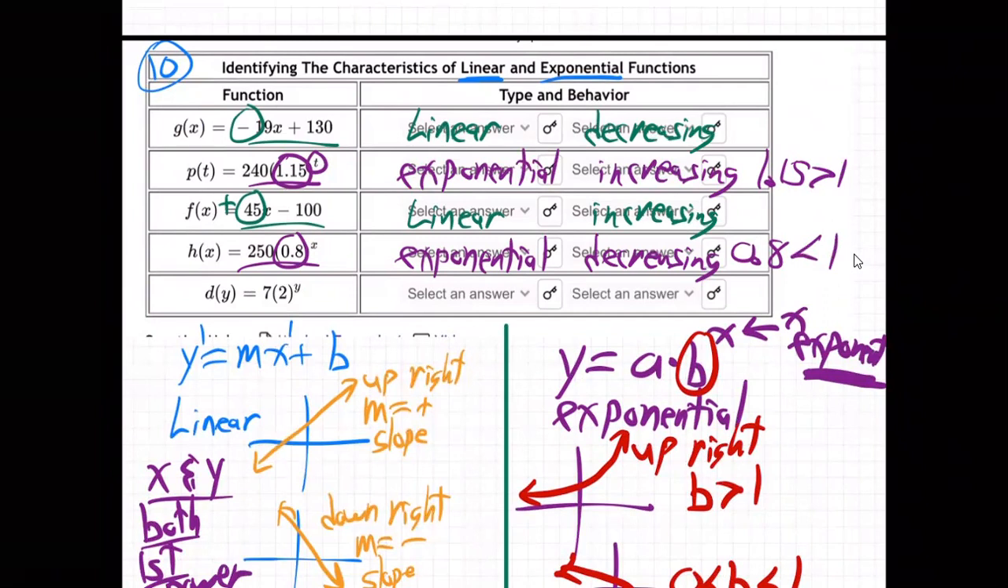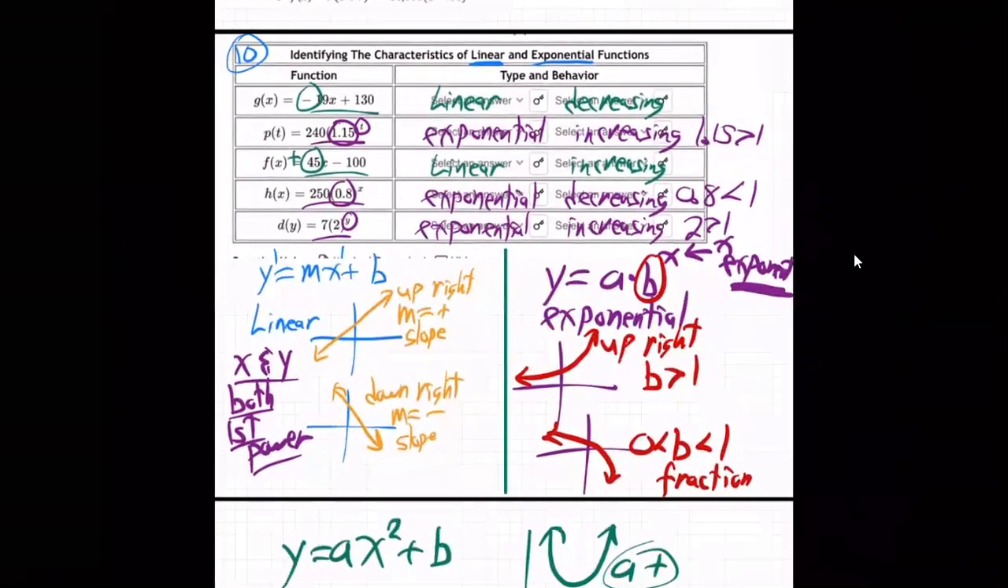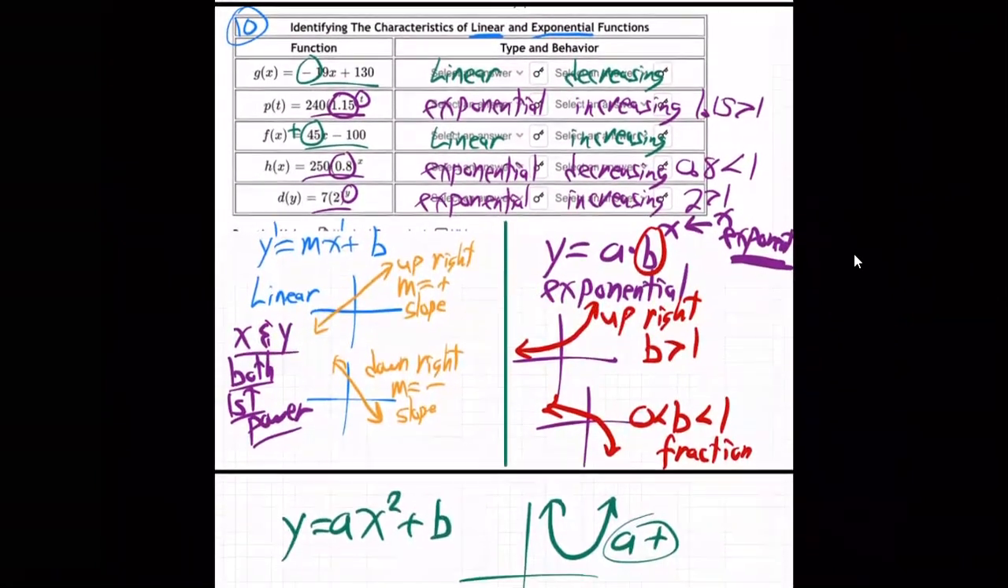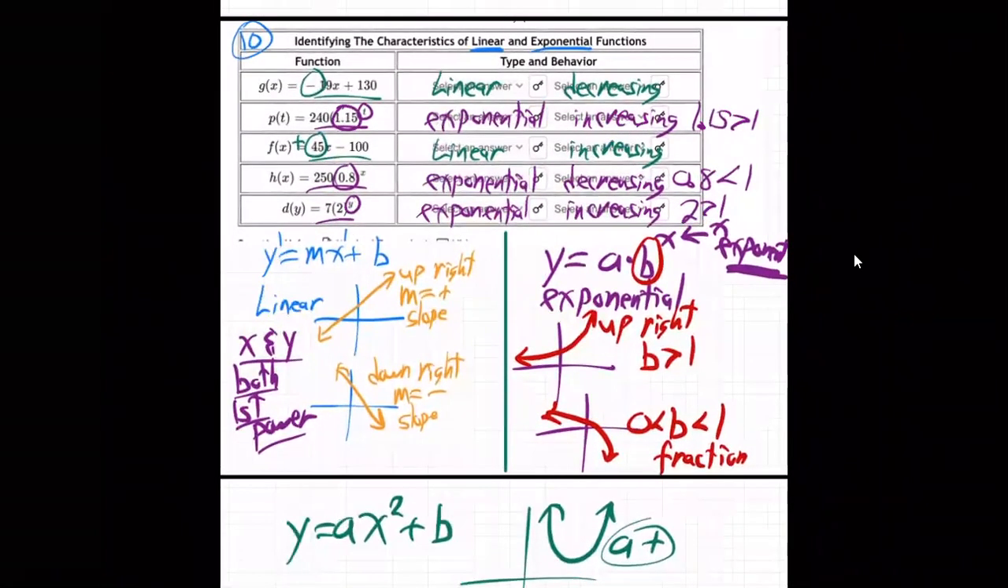And then finally, this one here is also exponential. It doesn't matter what the letter is, x, y, z, whatever, t. As long as the letter's in the power, exponent zone, it's exponential. And what's the base? 2. So it's increasing because the base, 2, is bigger than 1. And so there we go. That's the story on how exponential and linear functions generally interact. Is that making sense? Questions on that one?